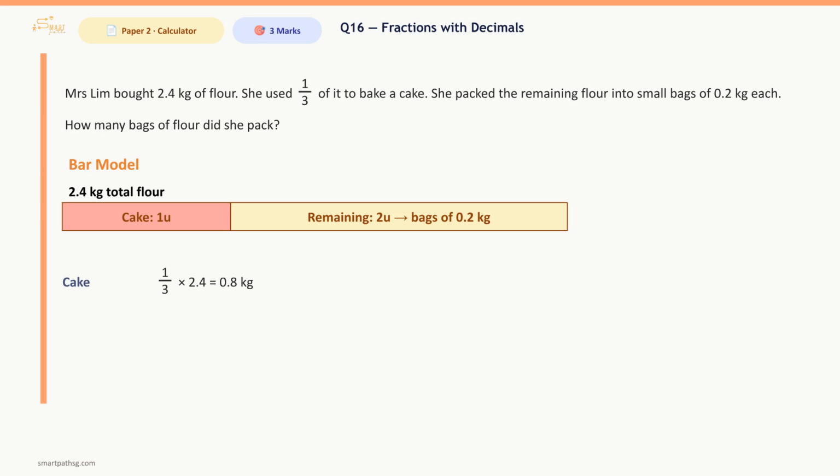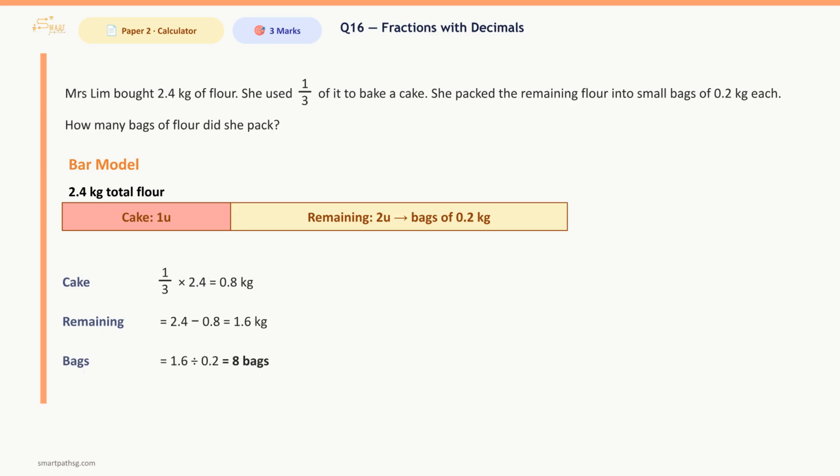Let's first find out how much flour was used for cake. We multiply 1/3 by total 2.4 kilograms and get 0.8 kilograms of flour. Next, we find out remaining flour by subtracting flour used for cake from the initial total. 2.4 minus 0.8 gets us 1.6 kilograms.